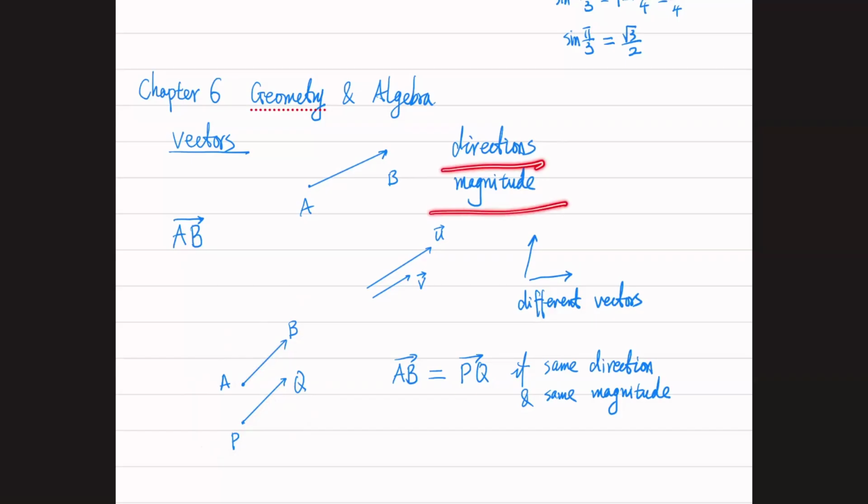Yes, Kira. So the u vector and the v vector above are not the same because the magnitude is different. Yes. Aaron, is A like an XY point? Is this what we're gonna do in geometry and algebra?